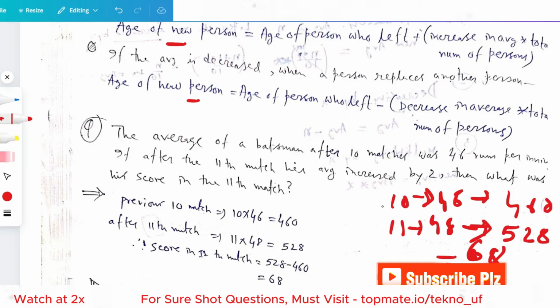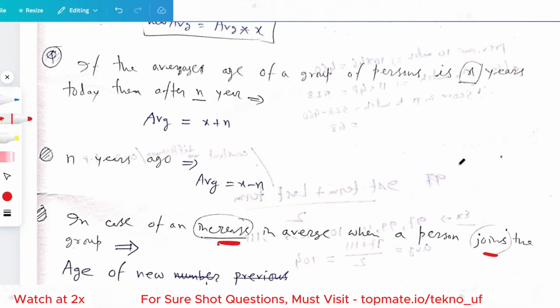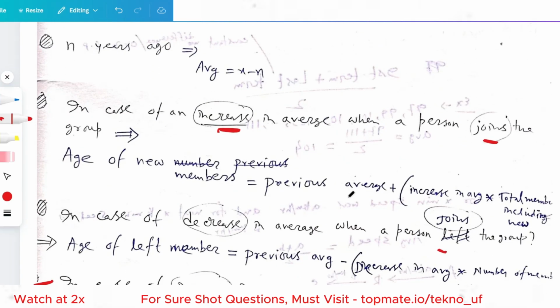But this is the normal way you can solve this problem. Now, using shortcut tricks, I mean using those formulas: here as you can see, this is the previous average and the increment in average, that is 2. So let me apply the first formula of the special cases. The score of the new or last match is equal to previous average plus increase in average times total matches including the latest match.